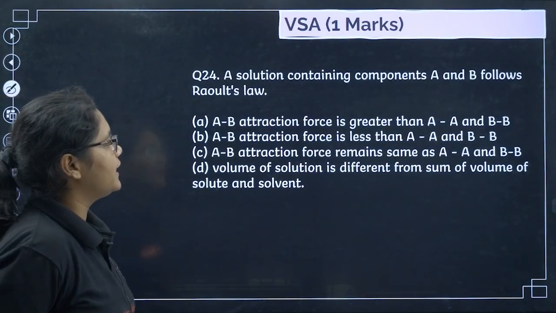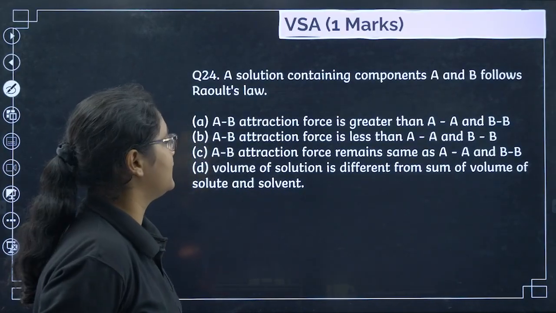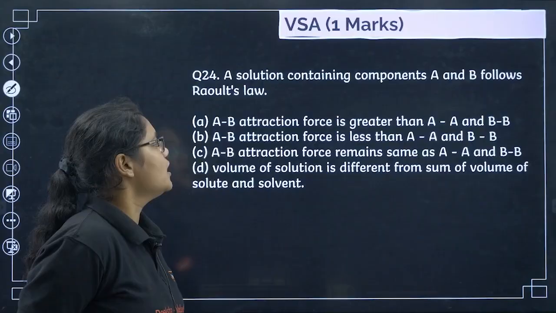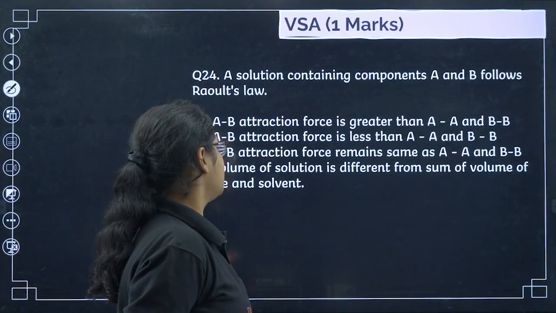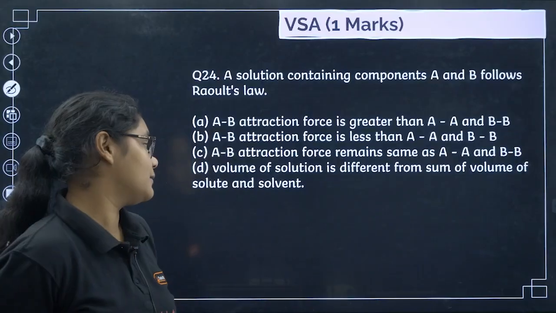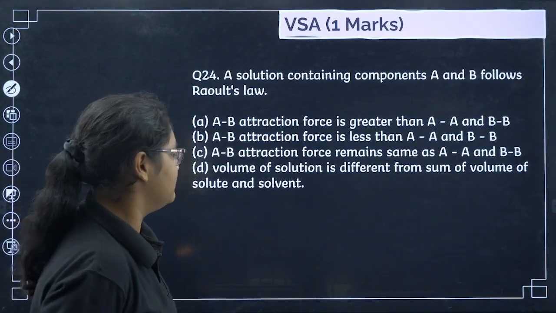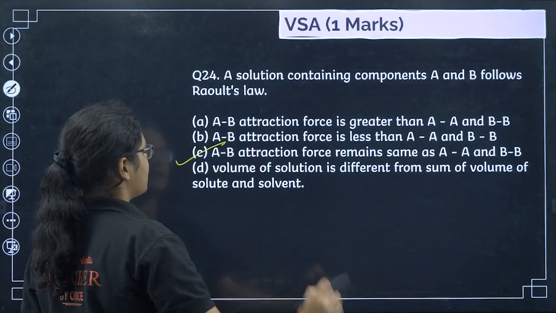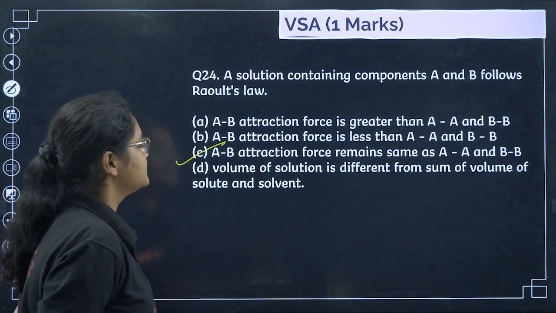Next, a solution containing components A and B follows Raoult's law. AB interaction force is greater than AA and BB, AB interaction force is less than AA and BB, AB interaction force remains same as AA and BB. So yes, this will be the correct statement, it remains same. So the correct answer is option number C here. Okay.